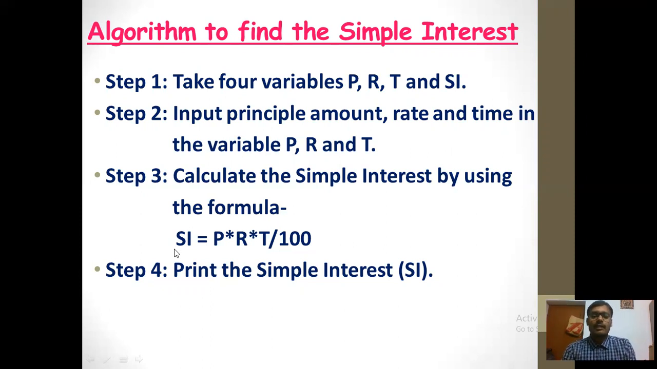And this is the formula to find the simple interest. SI equals PRT by 100. Now step 4, print the simple interest. So whatever simple interest has been calculated, you have to print the simple interest, that is SI.